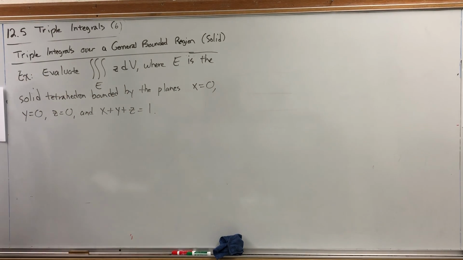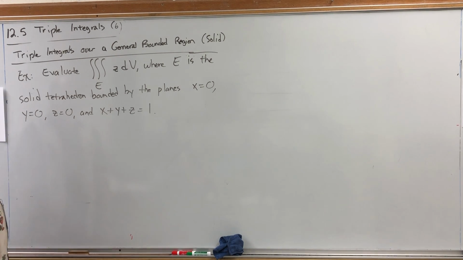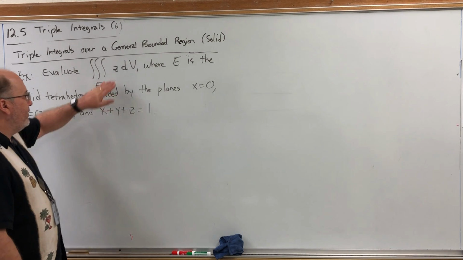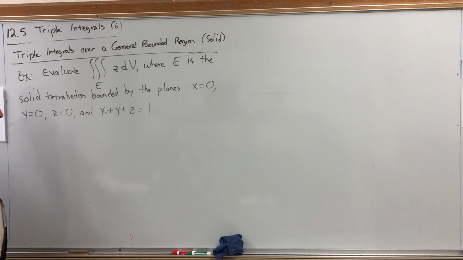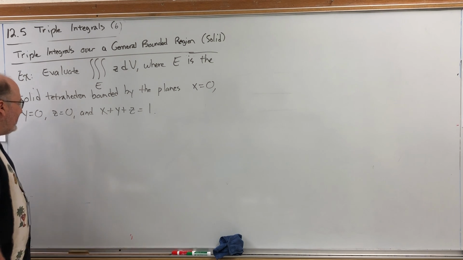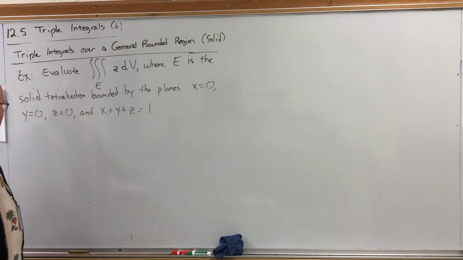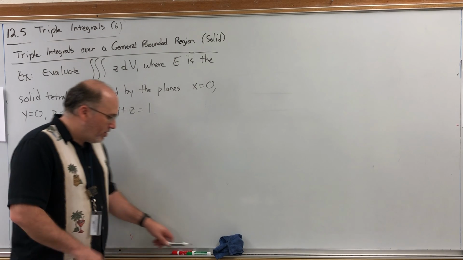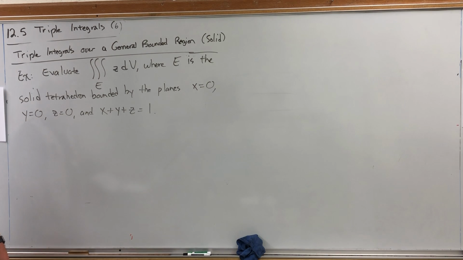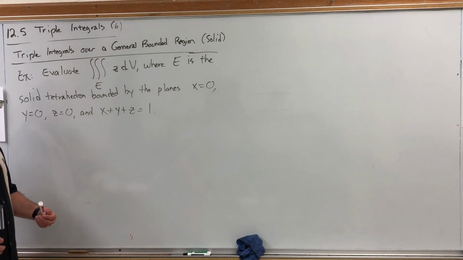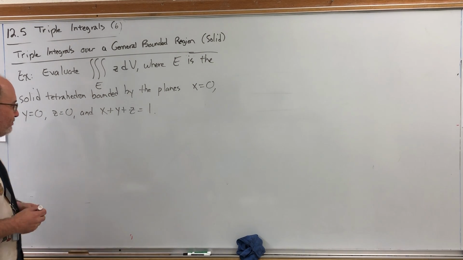So let's take a look at this example, which is example number 2 on page 723. Evaluate the triple integral over the solid E of z dV, so a pretty simple integrand, where E is the solid tetrahedron, fancy name for a solid with 4 sides, bounded by the planes x equals 0, y equals 0, z equals 0, and x plus y plus z equals 1. The hardest part about this is sketching E and defining it in terms of the equations that bound it above and below, left and right, and front and back.